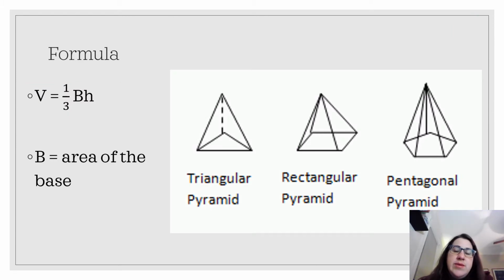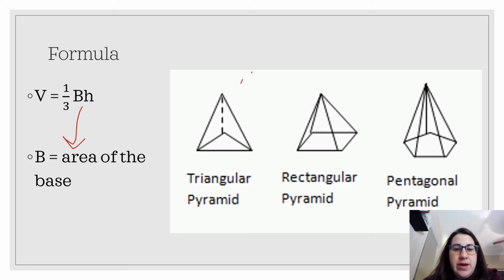Okay, so the formula that we use for pyramids, we try to remember 1, because at this point we would think that we would know the formulas for area and volume. So in order to keep it easier for us, we just need to remember 1 formula, and that is volume equals 1/3 times big B times H. And the big B stands for the area of the base.